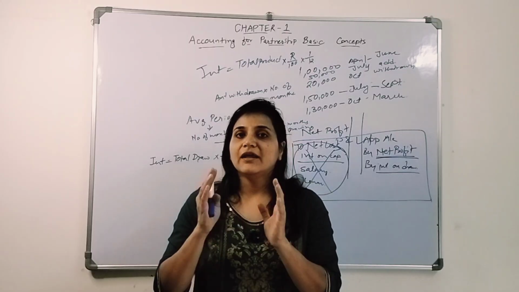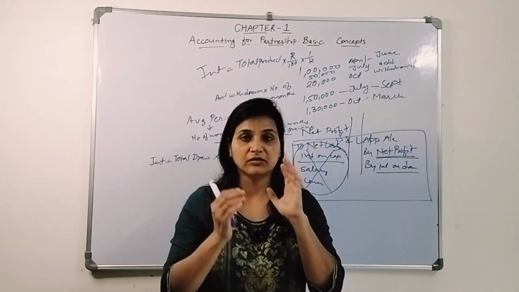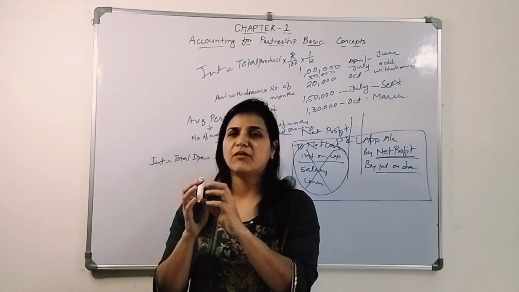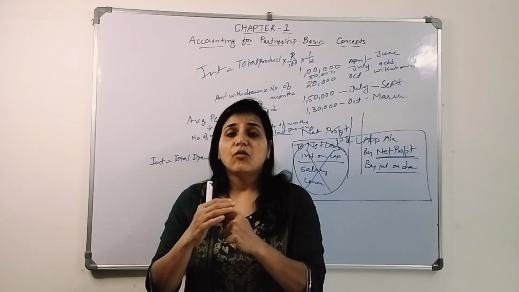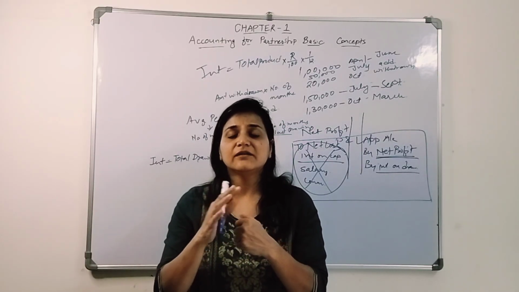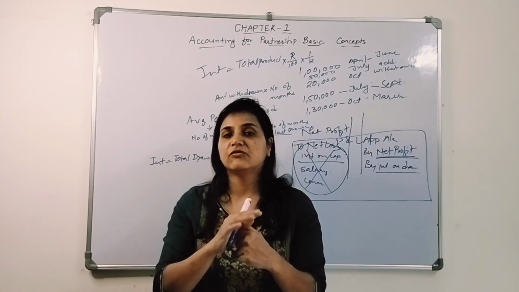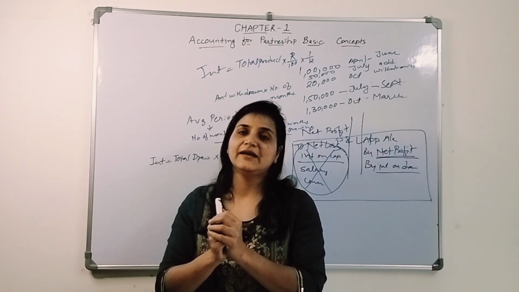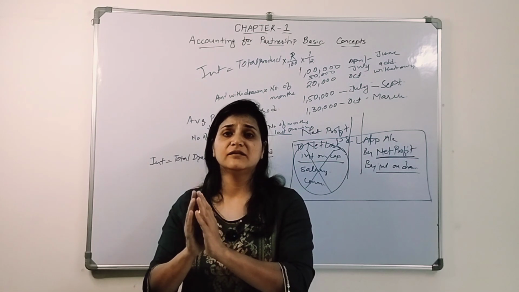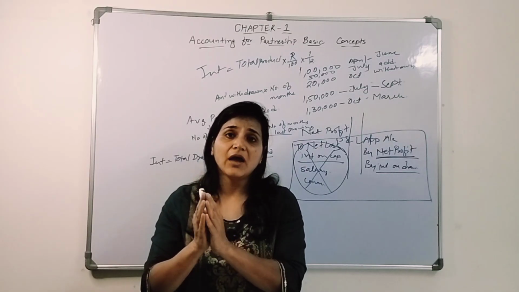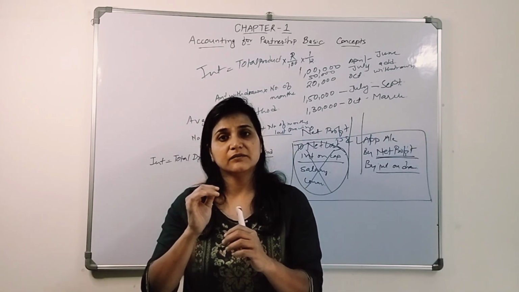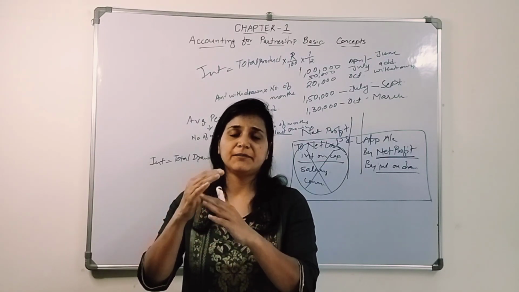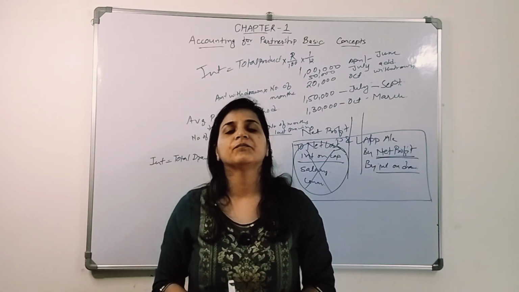Now let's say nothing has been mentioned, you have just been given an amount that this much amount has been withdrawn by the partners. Then how much interest will you calculate? What is the average period? In that case, the average period will be considered as 6. Why 6? Because it is assumed that in the middle of every month, every month, the partner is withdrawing an amount. Okay, that is done.